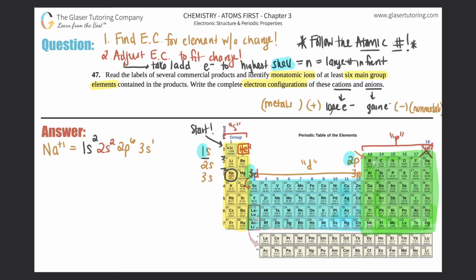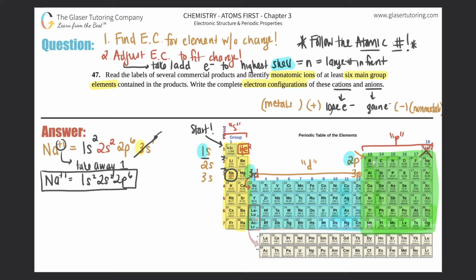So in this case, it's a +1, which means that I have to take away 1. So look for the highest n number. It's the big number in the front, which would be a 3. And there's the 1 electron, so this whole thing would get kiboshed. So Na plus 1 would just be 1s2, 2s2, 2p6, and that's it. Box it off. That's your answer for the first one.